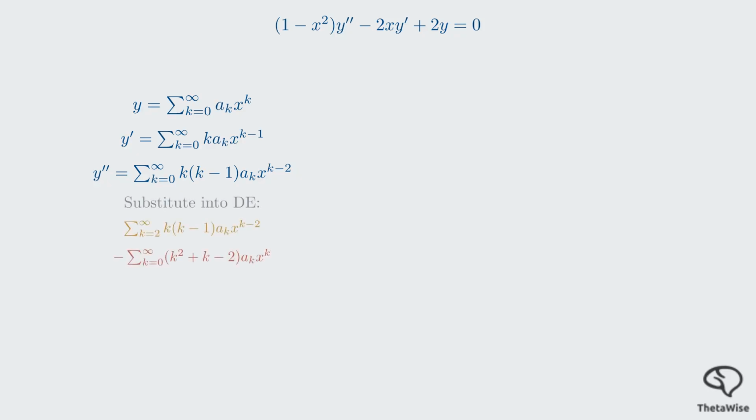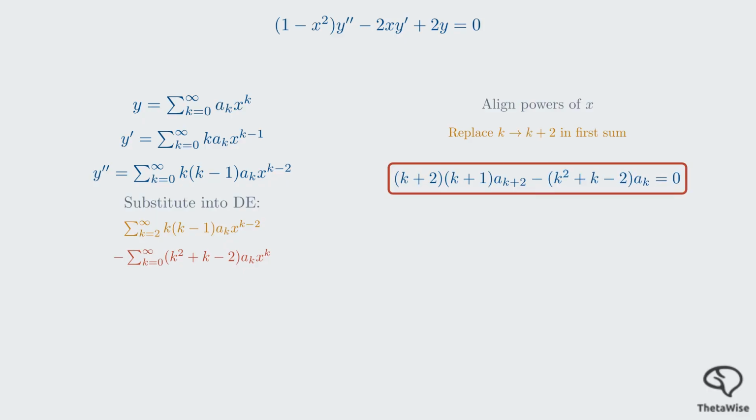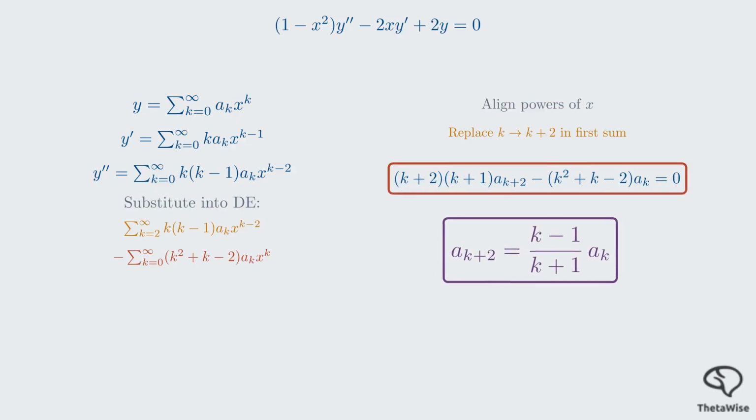The factor 1 minus x squared splits the second derivative contribution into two sums. Combining the two terms already containing x to the k gives negative k squared plus k plus 2 times a sub k x to the k. The remaining sum begins at k equals 2. Replace its index by k plus 2. Then the coefficient of x to the k becomes k plus 2, k plus 1, a sub k plus 2, minus k squared plus k plus 2 a sub k. Setting that coefficient equal to 0 gives the recurrence a sub k plus 2 equals (k minus 1) divided by (k plus 1) times a sub k.